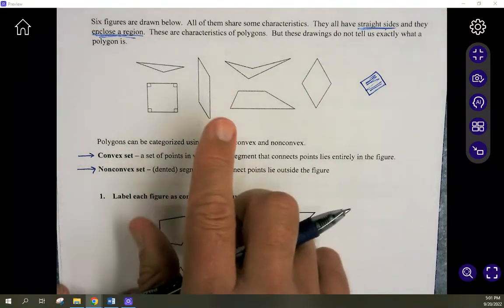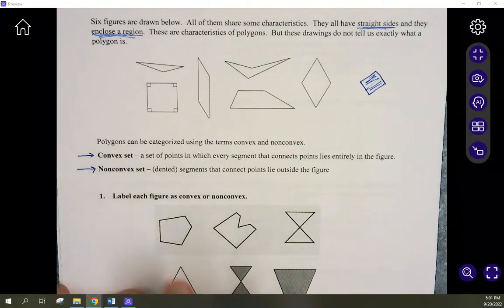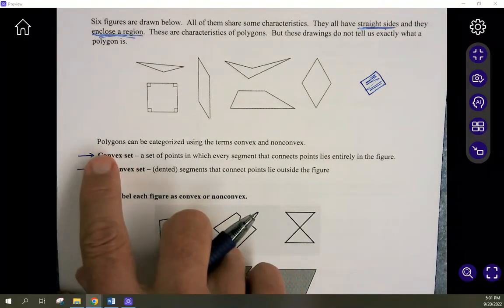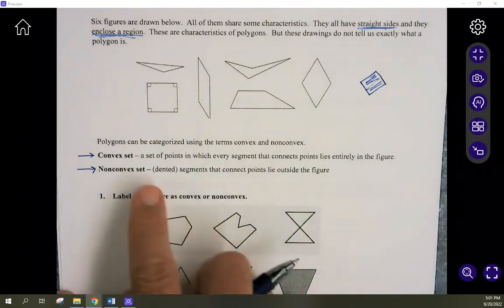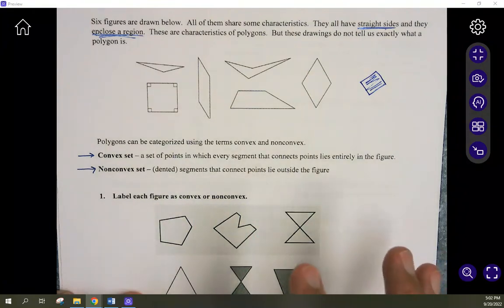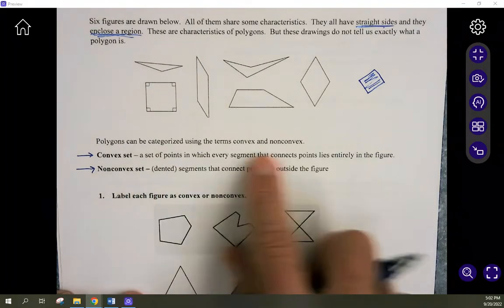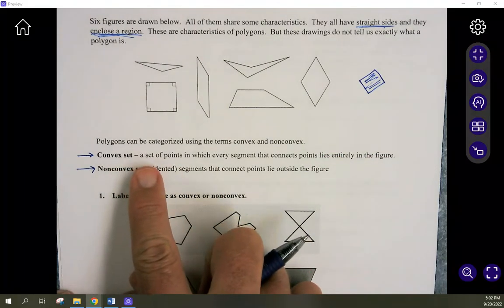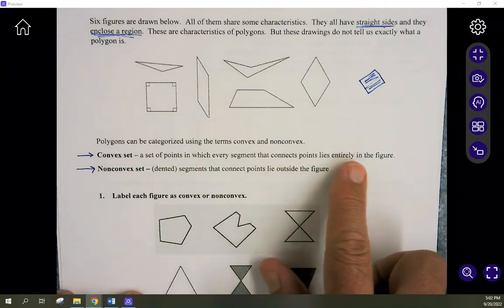But we are going to classify these polygons as either convex or non-convex. Now, before I even started looking at what this specific textbook defined a convex set as, I already knew what convex was. And when I read this definition, I almost felt like I didn't know what it was anymore because it was so confusing. Let's go ahead and read it. A convex set says a set of points in which every segment that connects points lies entirely in the figure.